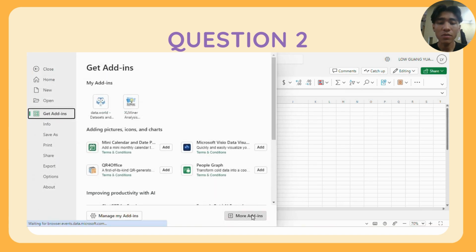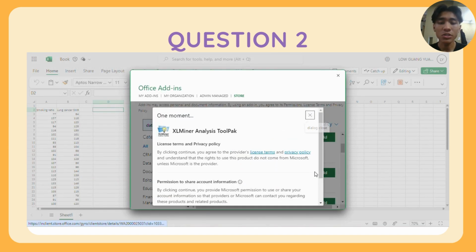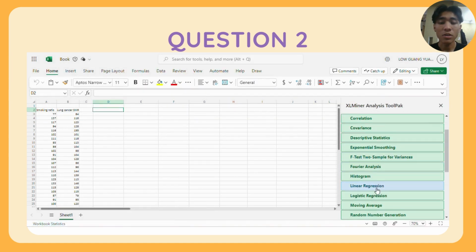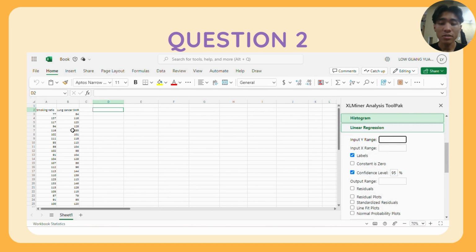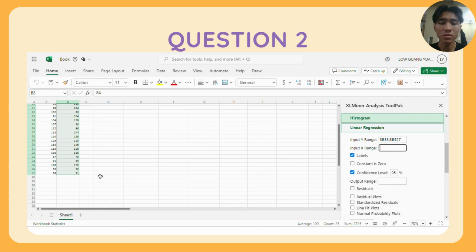Here is the video recording of what we do to get the answer for question 2b. First, go to add-ins. Second, search for data analysis. Third, use the analysis toolpak. Then you paste the input of x and y, and then you press enter to get the summary output, which is the simple linear regression model.